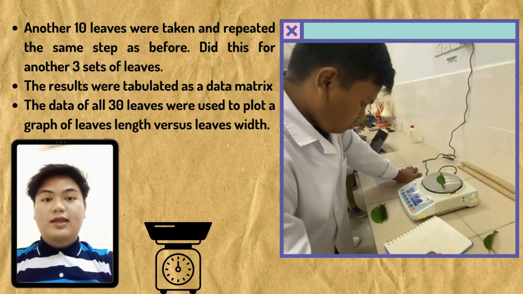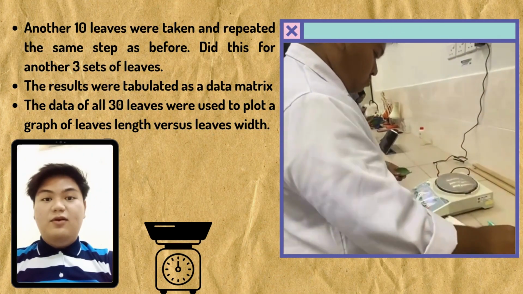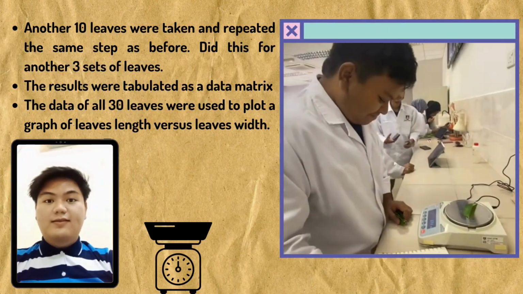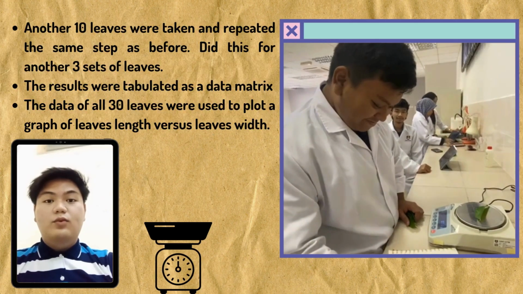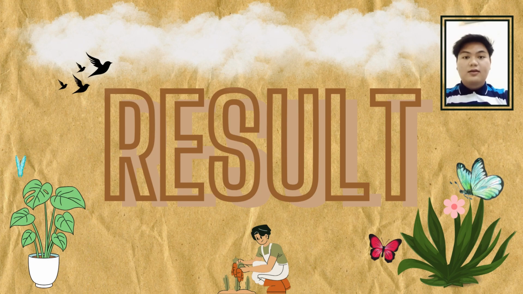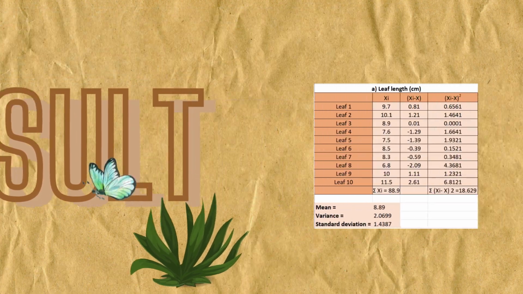Another 10 leaves were taken and the same steps were repeated. We did this for another 3 sets of leaves. The results were tabulated, and the data of all 30 leaves were used to plot a graph of leaf length versus leaf width. Next, the results. The purpose is to calculate the mean, variance, and standard deviation of leaf length, leaf width, and leaf weight.